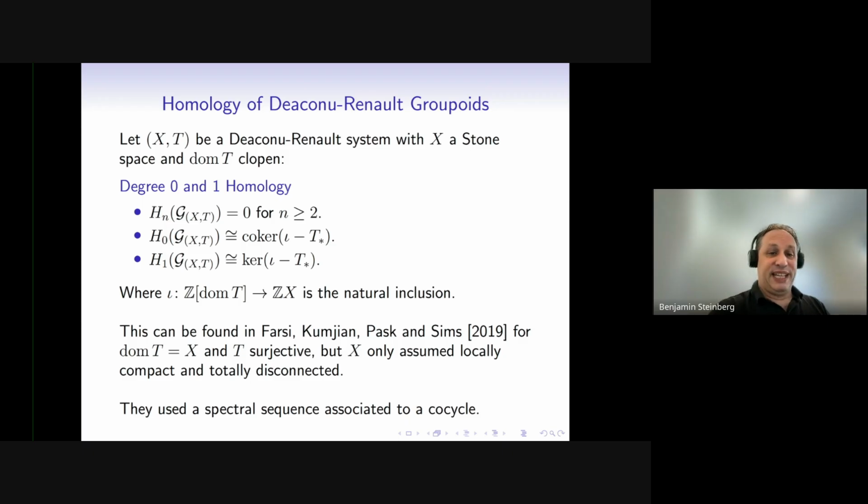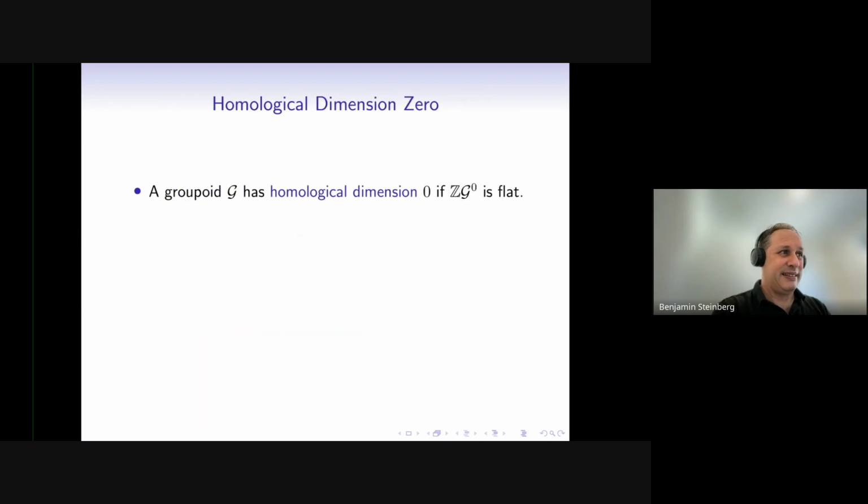But here, this is completely elementary. There's no spectral sequences or anything yet. So yeah, that's the homology. And again, I don't need to assume surjective or totally defined. If I made X locally compact, I would need to add some conditions to be able to get it as a partial action groupoid, and I would get flat resolution. So it's a little bit more complicated if X is not compact.